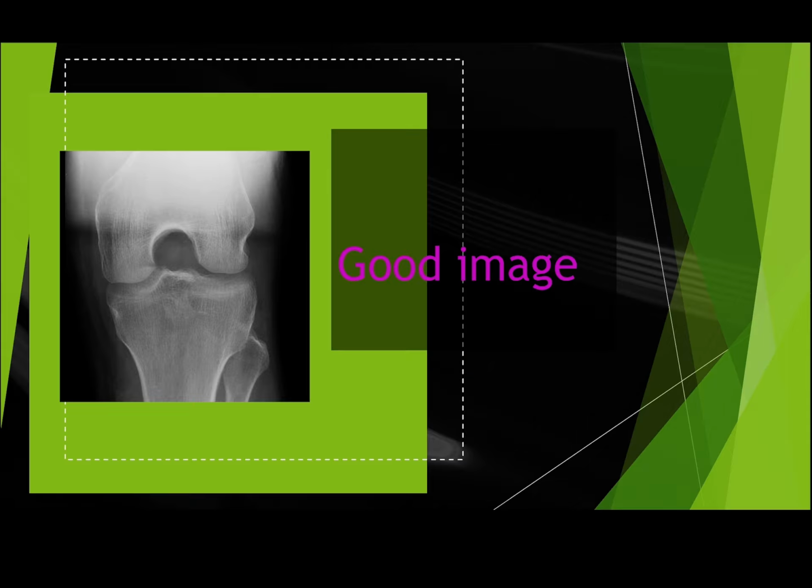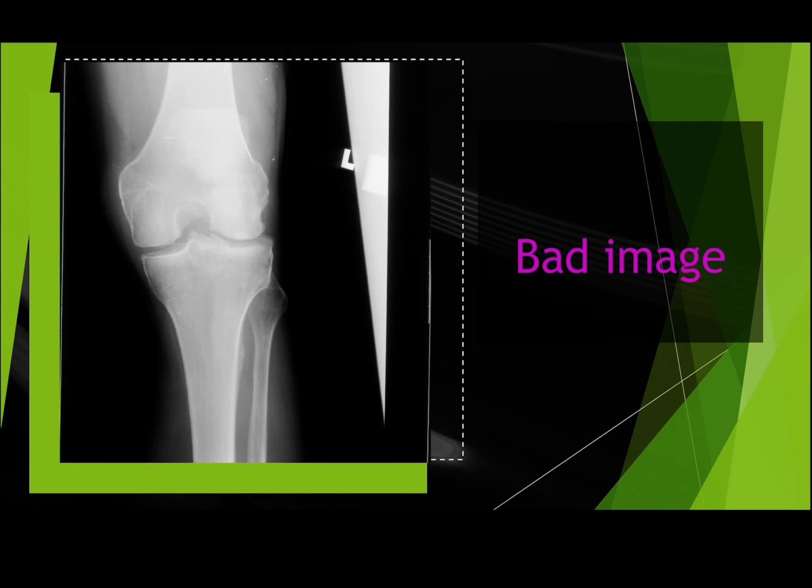So here's a really good image. We see that it's really clear and we can really see the intercondylar fossa very clear, like a tunnel. We see that the fibular head is just very slightly superimposed by the tibia. And here's a bad image.